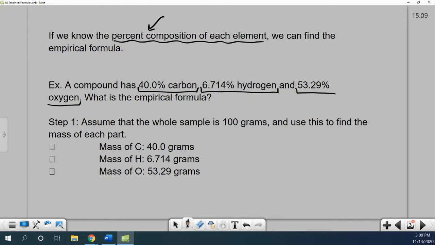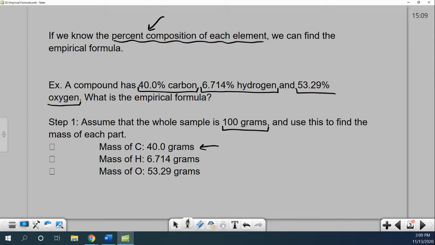So here's step 1. Pretend that the chunk you got, the sample, was exactly 100 grams. Now, 100 grams is literally just a random number we picked because we are chemists and we are lazy, and the easiest possible number to work with percentages would be 100. If I have 100 grams, what's 40% of 100? Well, 40 out of 100 times 100 is just 40 grams. That's literally the reason we picked the 100. There's nothing magical about it. It just makes our math easy.